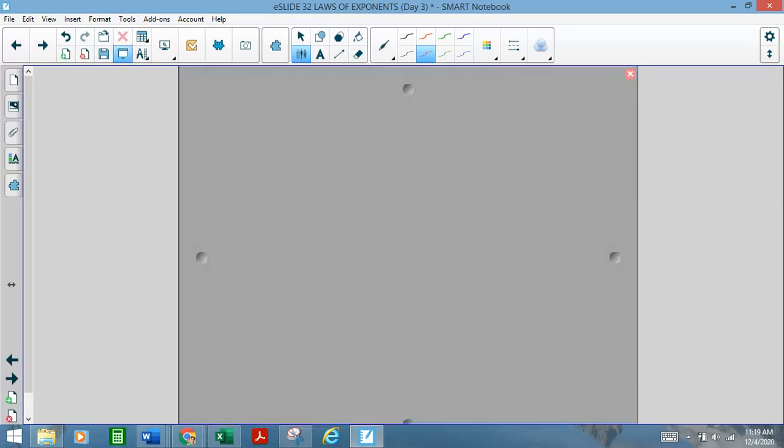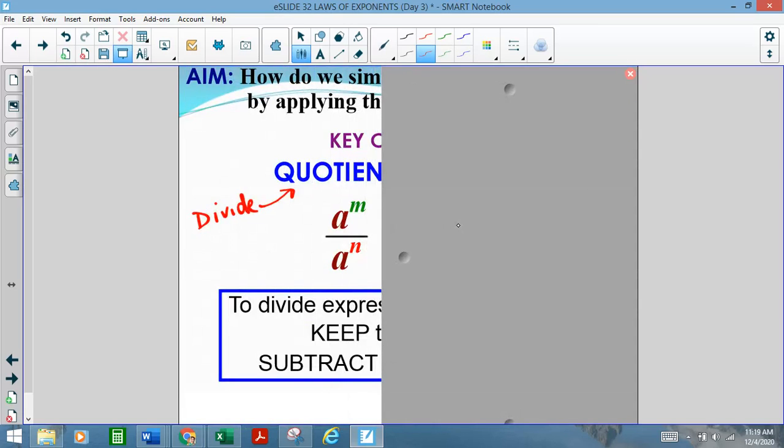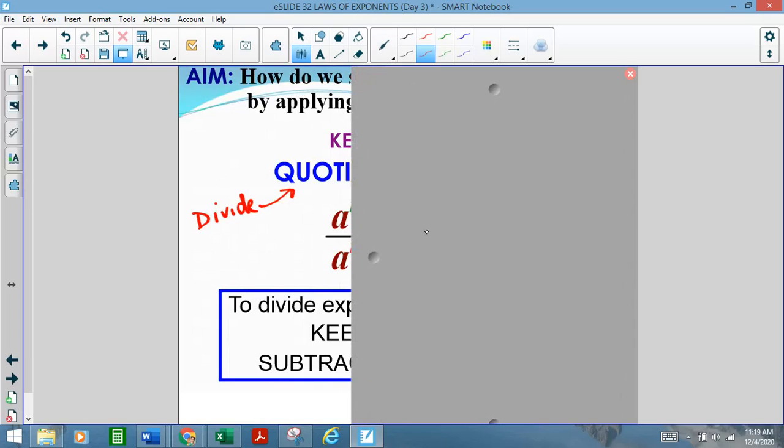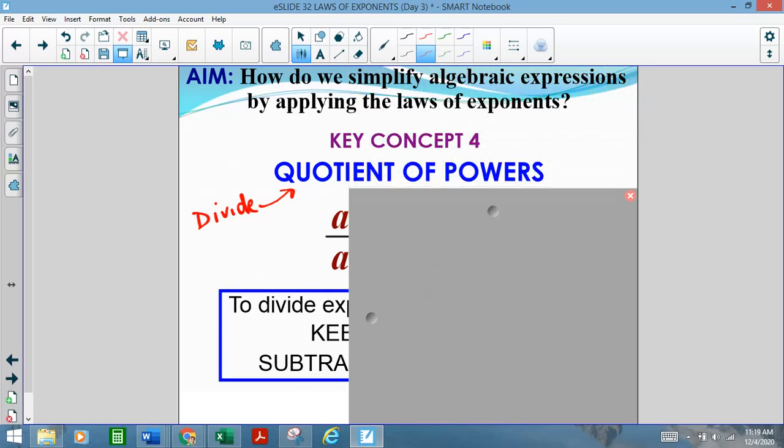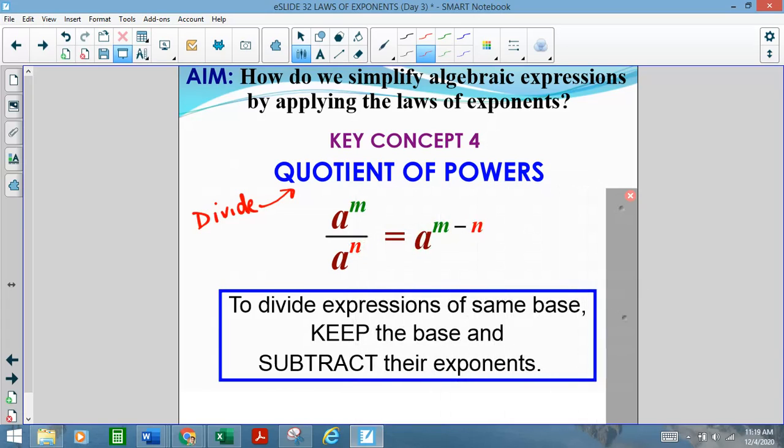If you take a look here, what do you notice about the numerator and the denominator if I cover up their exponents? They both have the same base. So the rule here is to divide expressions of the same base. We keep that base and then subtract their exponents.